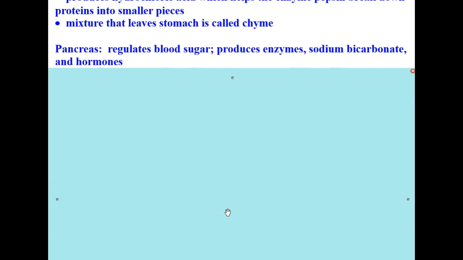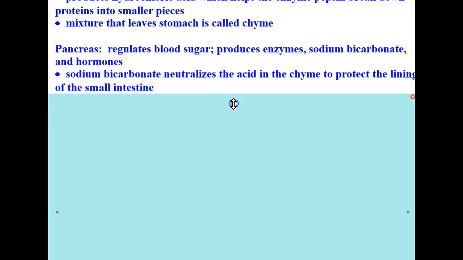The pancreas is an organ that regulates blood sugar. It produces enzymes, sodium bicarbonate, and hormones. The sodium bicarbonate neutralizes the acid in the chyme to protect the lining of the small intestine.